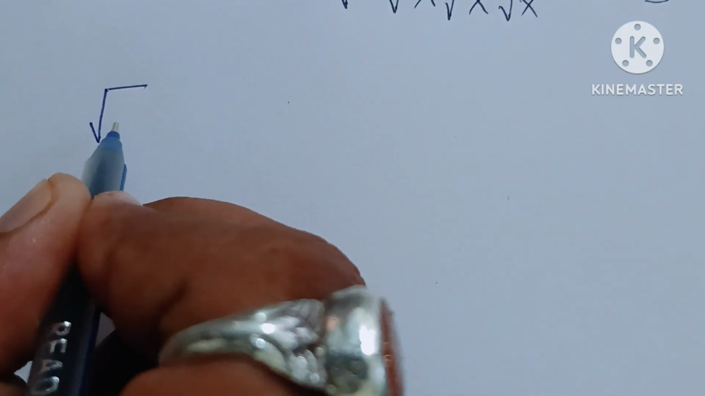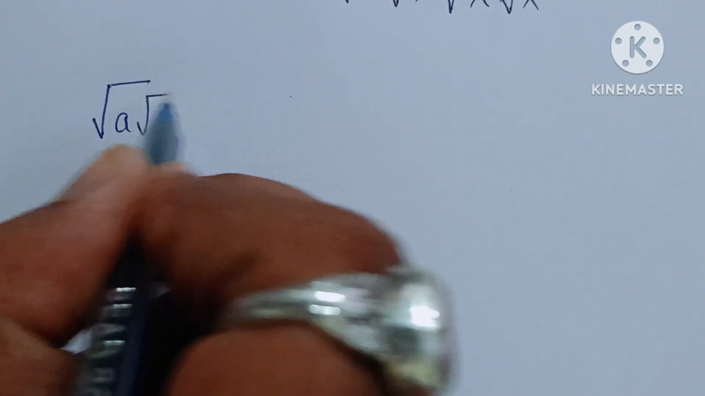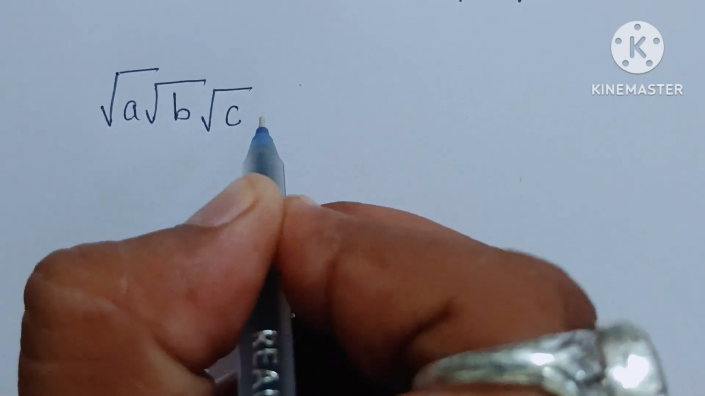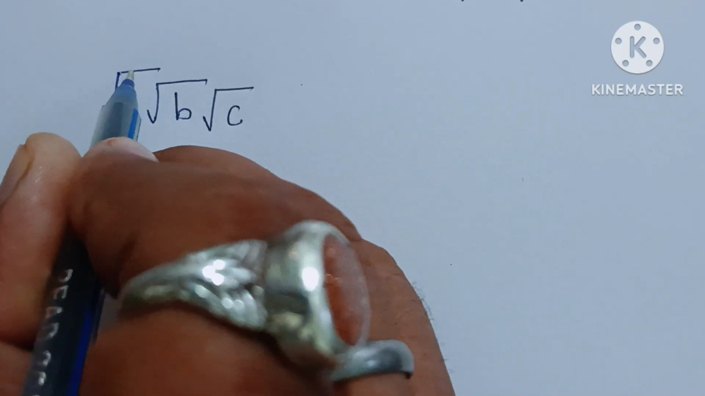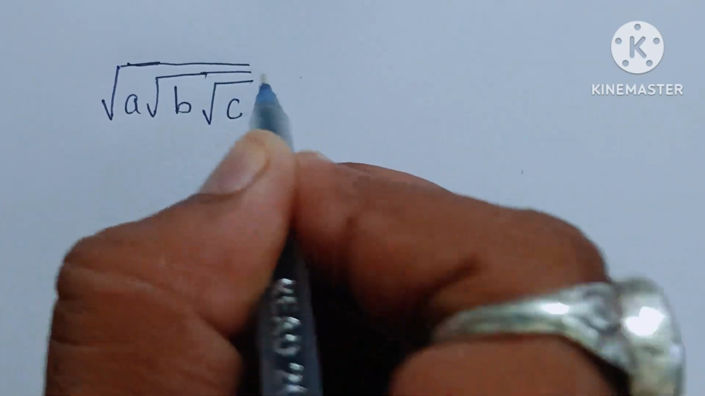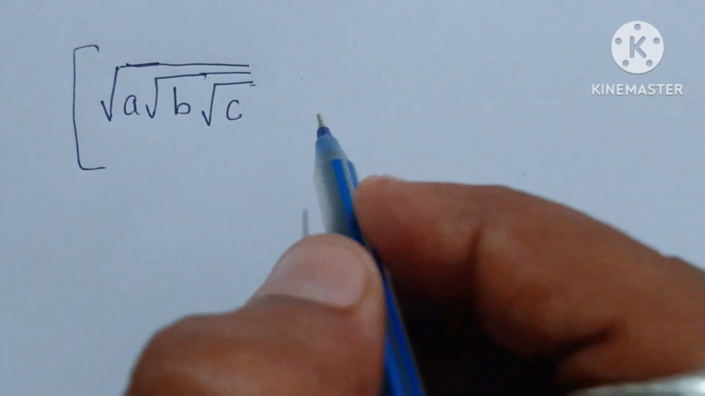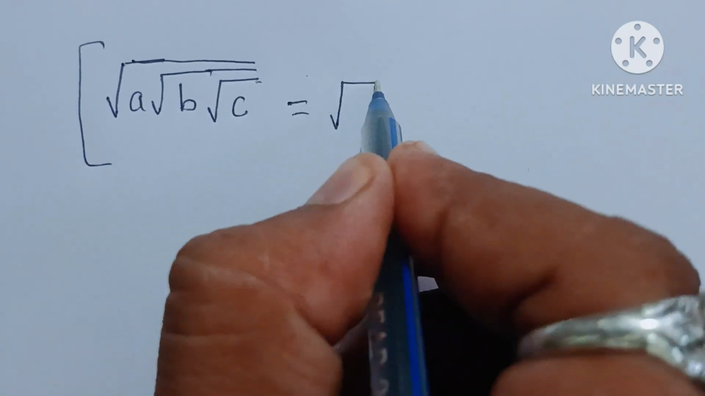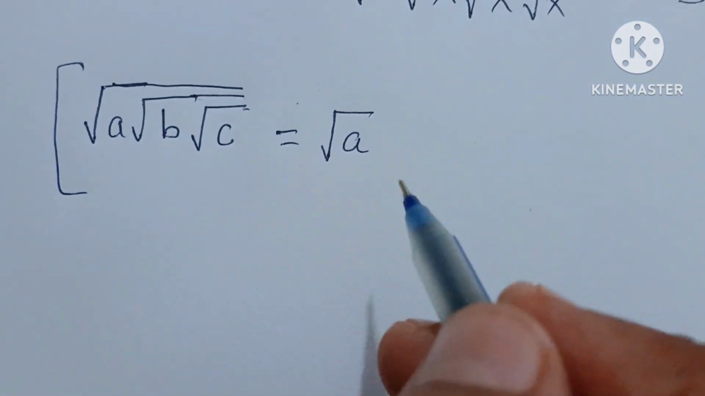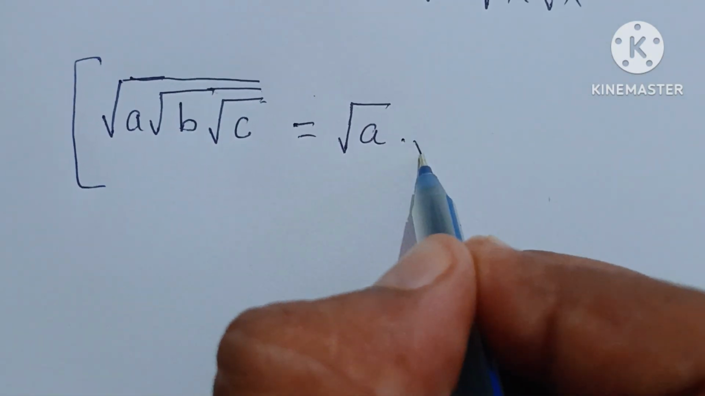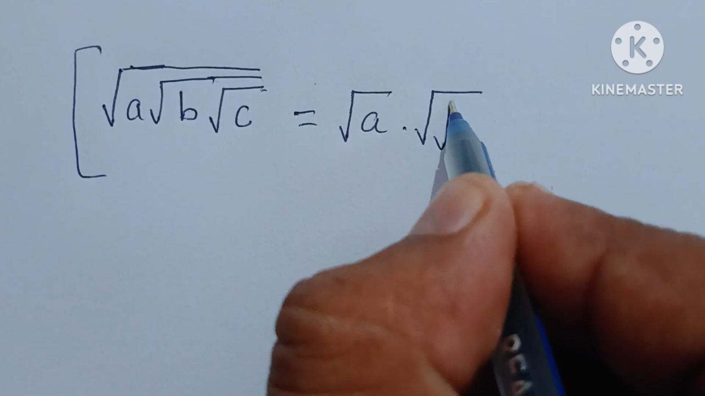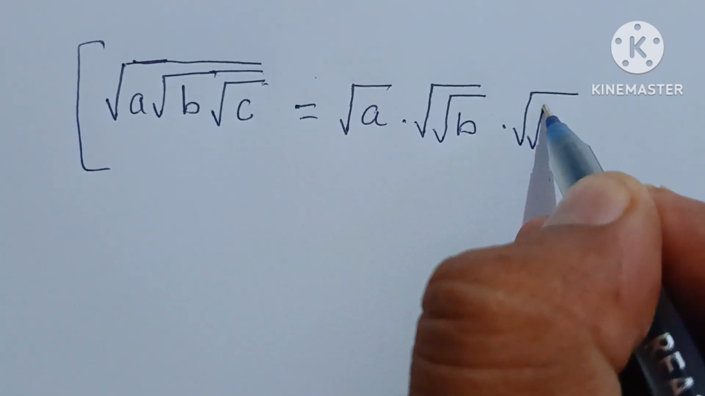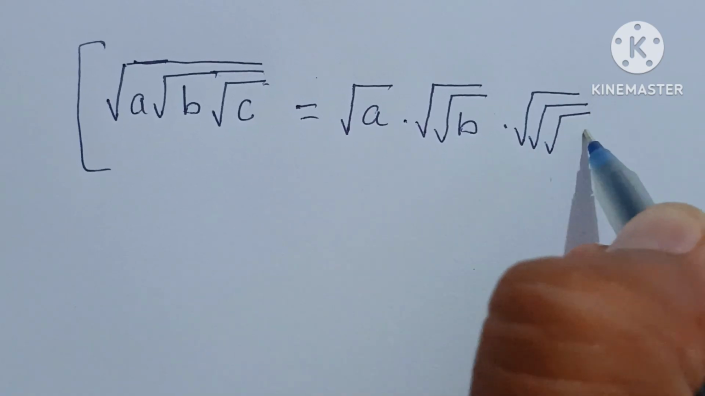Under root a into under root b into under root c. How we can write this? Now see this one, equal to under root a into under root b into under root c.